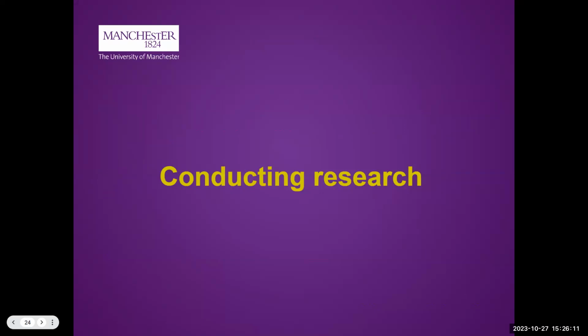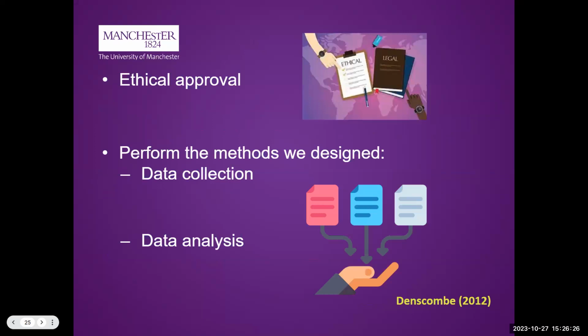Then we move on to the next stage of the research, which is conducting it. So you have planned your research, you have developed your research proposal. Now you go away to actually conduct the project. And for that, yes, ethical approval is needed. Before you start collecting any data, you need to have approval by the institution where you're working. This is where you perform the methods that you designed and you start the data collection and analytical processes.